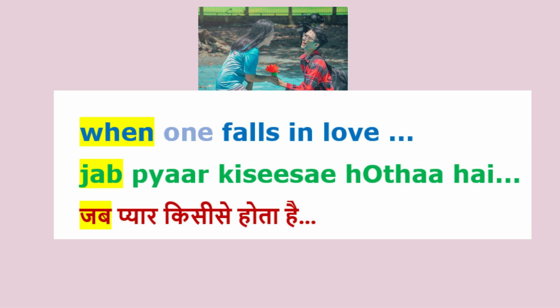When one falls in love, जब प्यार किसी से होता है. That was again a movie. Again you can see that there's only the jab part, which means when one falls in love, जब प्यार किसी से होता है, or when love happens with somebody, then it's incomplete. What happens? Again, they want you to come and watch the movie. Okay, when one falls in love, what? So that is again incomplete. This is just for you to understand very well what is jab and what is tab.